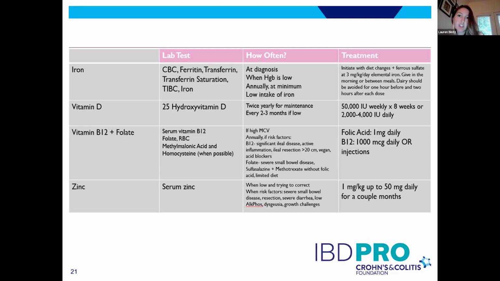Vitamin D, we're checking twice yearly for maintenance or every 2 to 3 months if low. We can treat this with 50,000 IUs of vitamin D weekly for 8 weeks or 2,000 to 4,000 IUs daily.